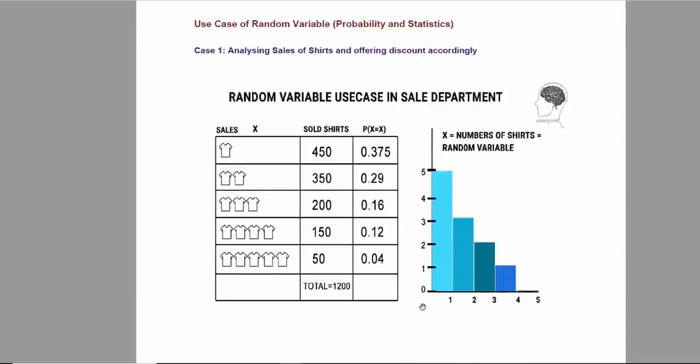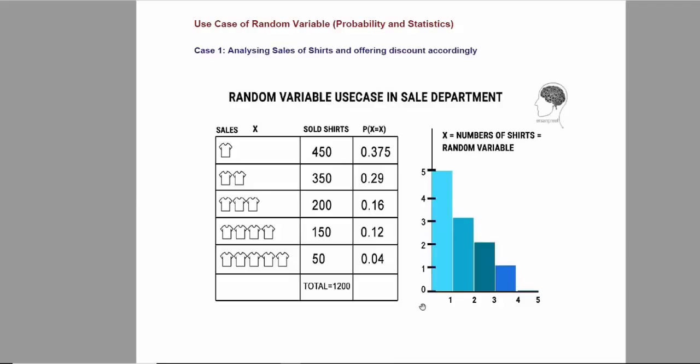I have planned two use cases here. The first is analyzing the sales of shirts and offering discounts accordingly. Suppose you visit any showroom, like Namero, maybe Monte Carlo, anything. You see that in different months there is a sale written: buy 3 shirts and get 2 free, buy 2 and get 2 free. But have you ever been curious to know what is the math behind that, how such calculations are done by the company and provided to you?